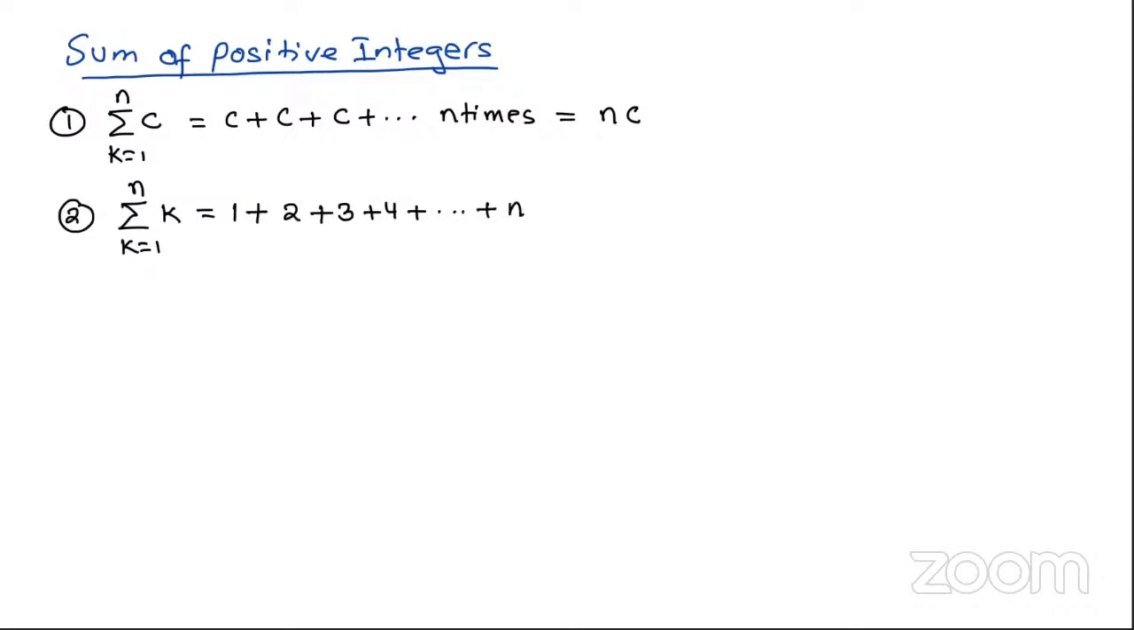So basically, this one is the sum of natural numbers, 1 plus 2 plus 3 plus 4 plus 5 plus 6 plus 7, up to n. You can add up to 10, you can add up to 20, you can add up to 50, wherever you want to go. This sum is always equal to n times n plus 1 over 2.